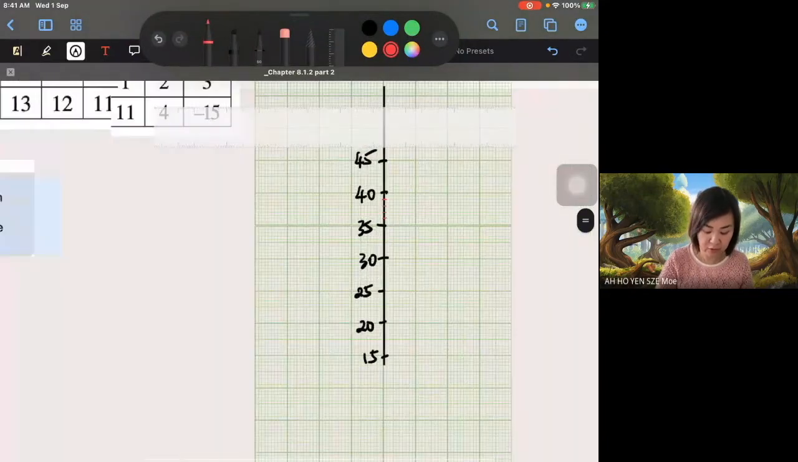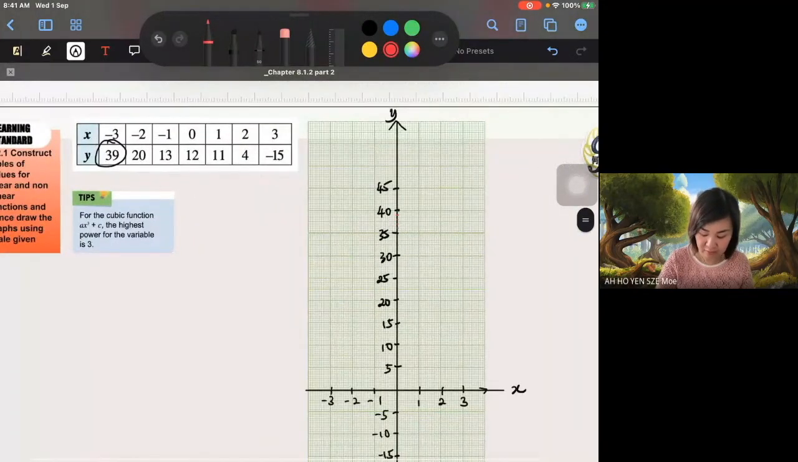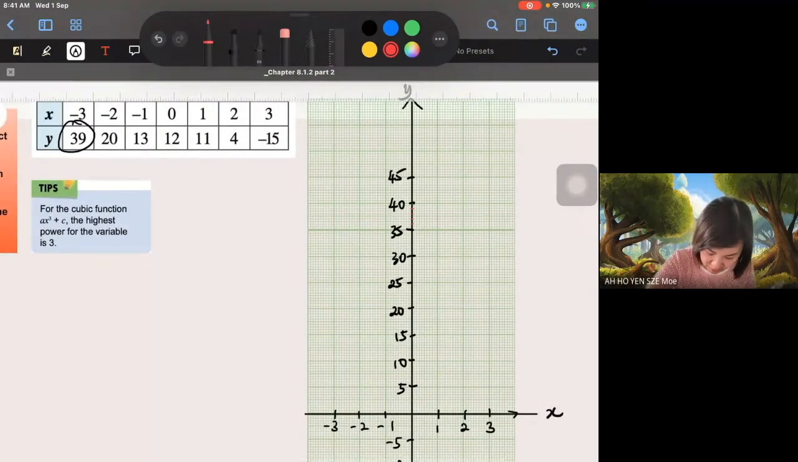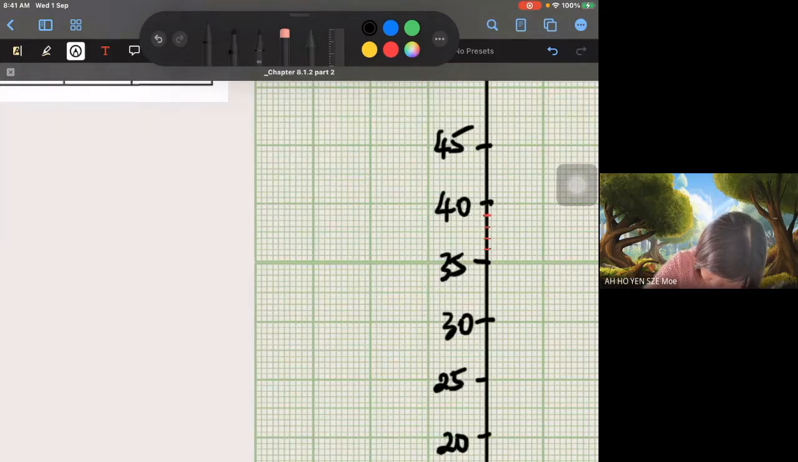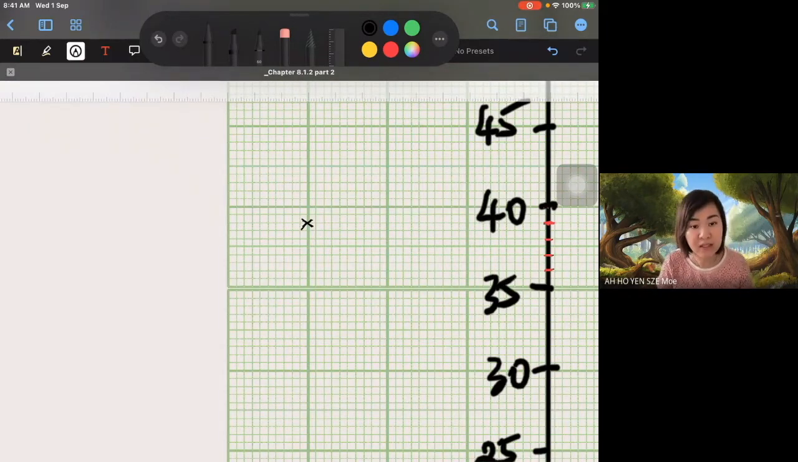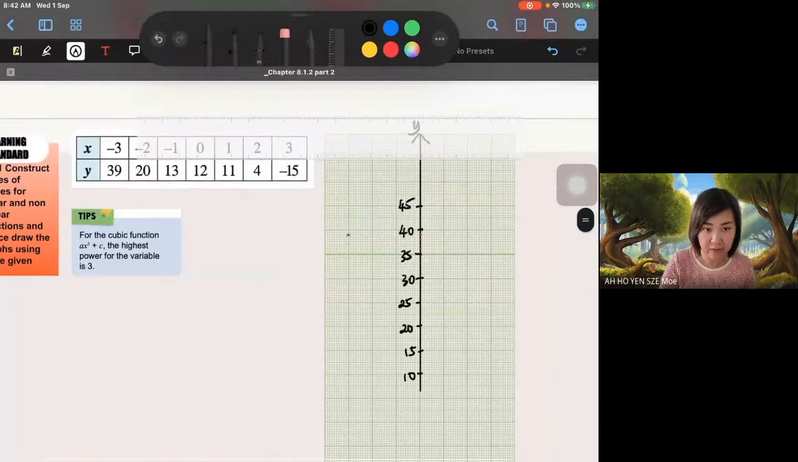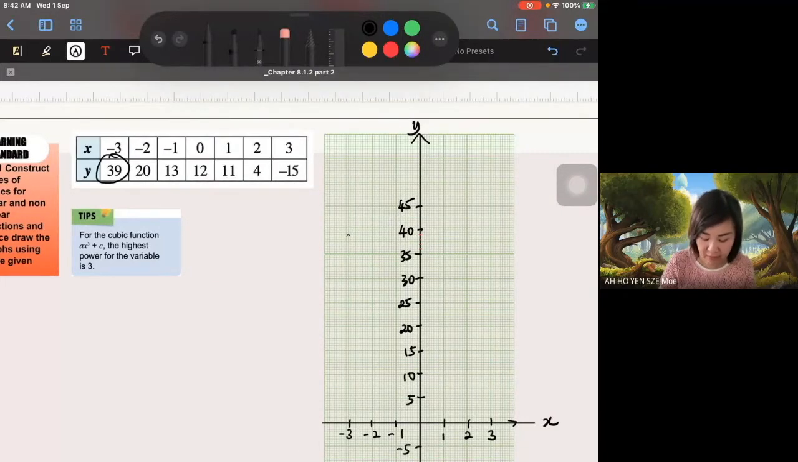So the point is negative 3 and 39. I choose here negative 3, then 39. Okay, this is here, right? I have to zoom a bit. If you plot the point wrongly, then you cannot get full marks. It is very important to plot correctly. Even if the shape is correct, if you plot the point wrong, you also cannot get the marks. So this is the first one.